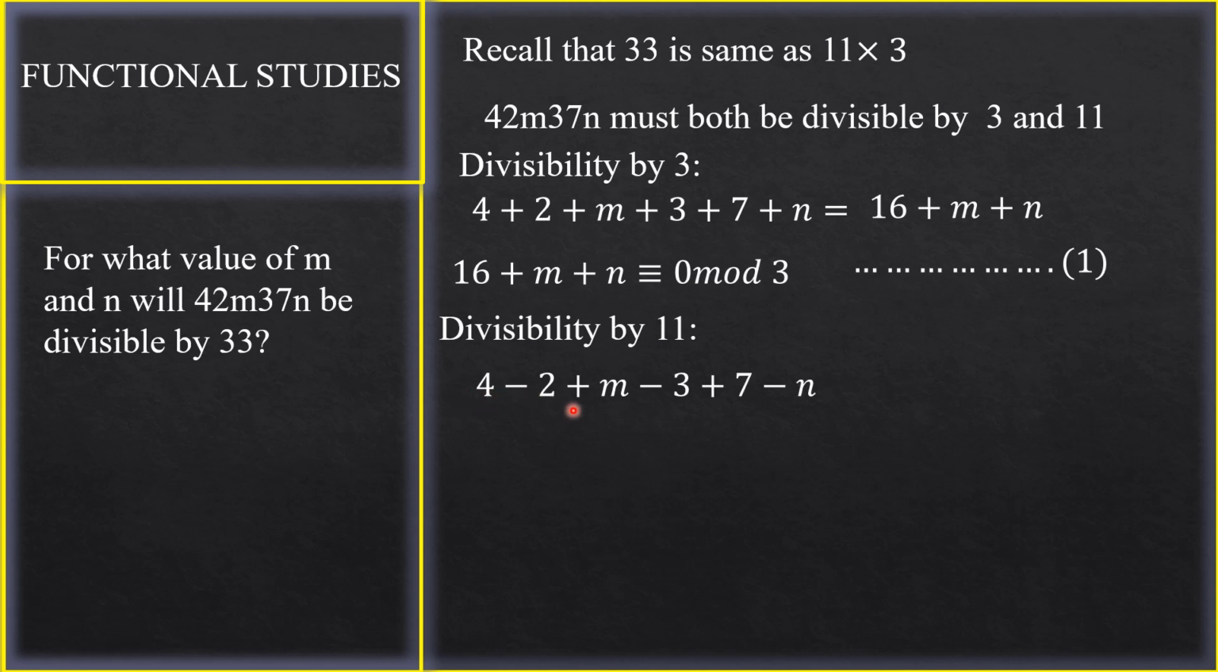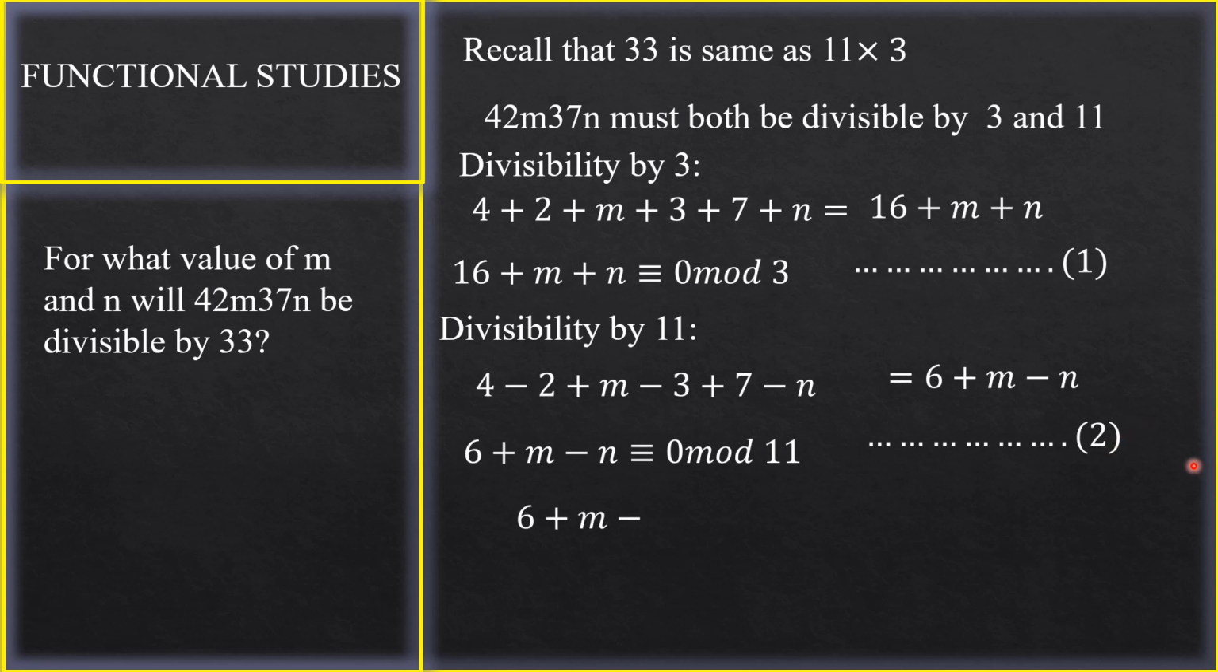So we are saying that 4 minus 2 plus m minus 7 plus 7 minus n. So we are alternating the sign of the summation. This alternation should give you a value which is also divisible by 11. When you simplify that, you have 6 plus m minus n. Since this number is divisible by 11, it will leave no remainder, so the remainder will be 0. So we can write it as 6 plus m minus n is congruent to 0 mod 11, or better still, a multiple of 11.